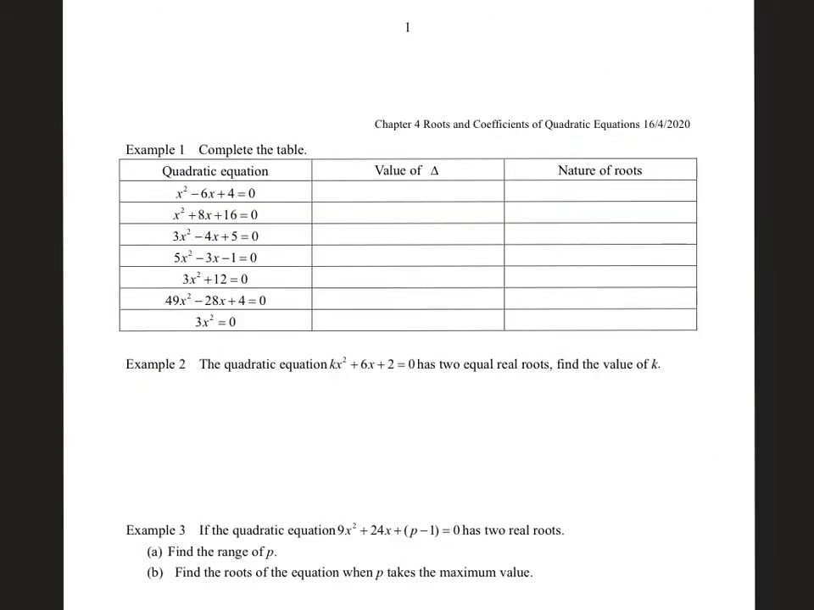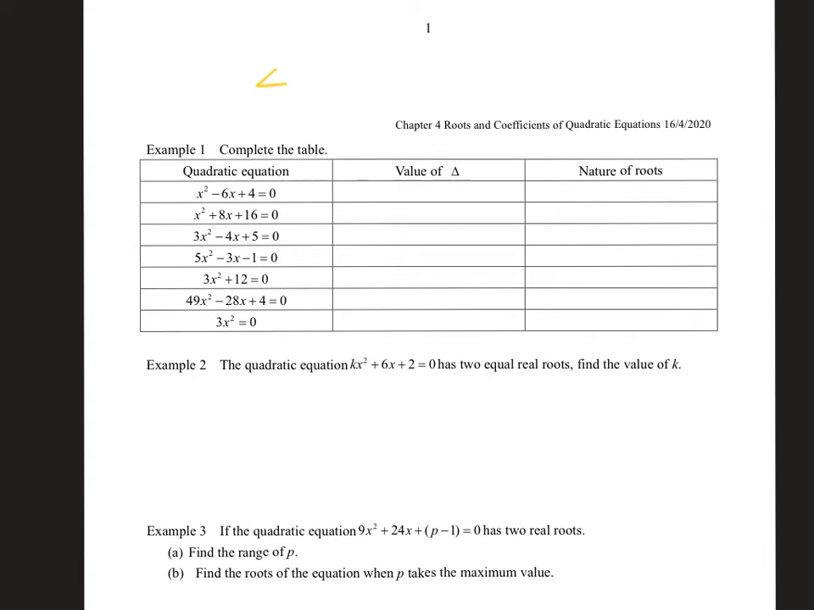Now we take a quick look at the questions in the table. Do you remember what delta is? Yes, it's b squared minus 4ac, or you can go back to the previous page to check the formula. In each question, you can check the delta, so that at last you know how many roots there are, which we call the nature of roots. So it's talking about how many roots there are for a quadratic equation.